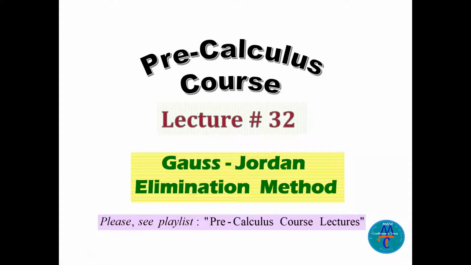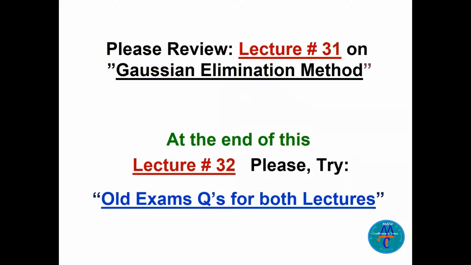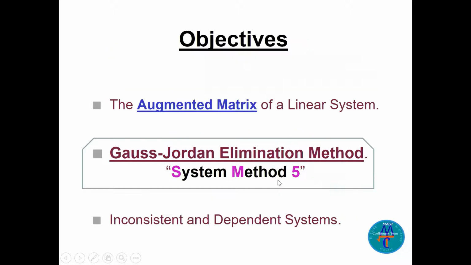This is lecture number 32 of the pre-calculus course, Gauss-Jordan Elimination Method. This lecture is related to lecture 31. 31 was Gaussian Elimination Method. Please, you can review it to see the difference. If you understand lecture 31, lecture 32 will be a lot easier. Now, at the end of this lecture 32, you can find some old exam questions for both lectures to practice.